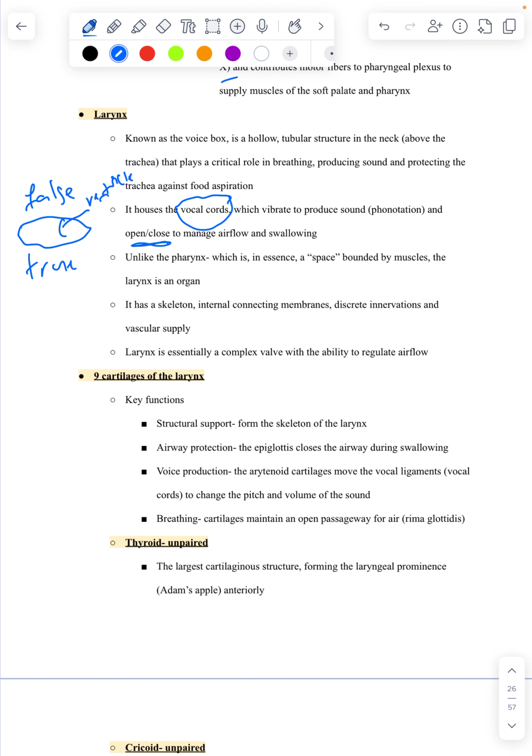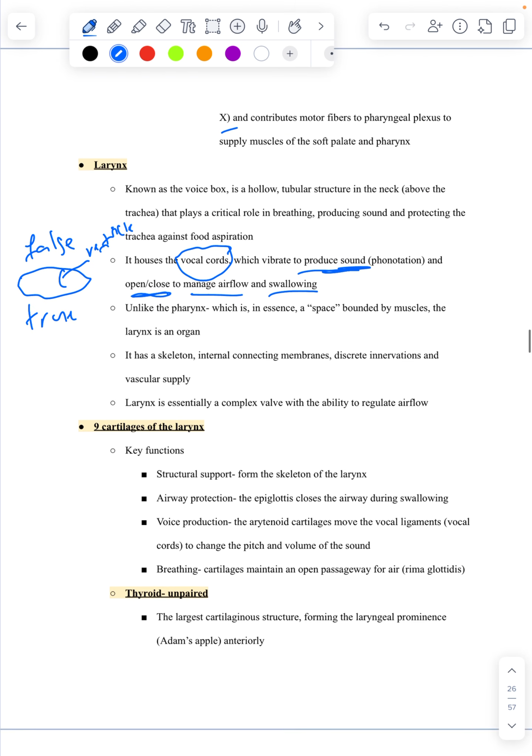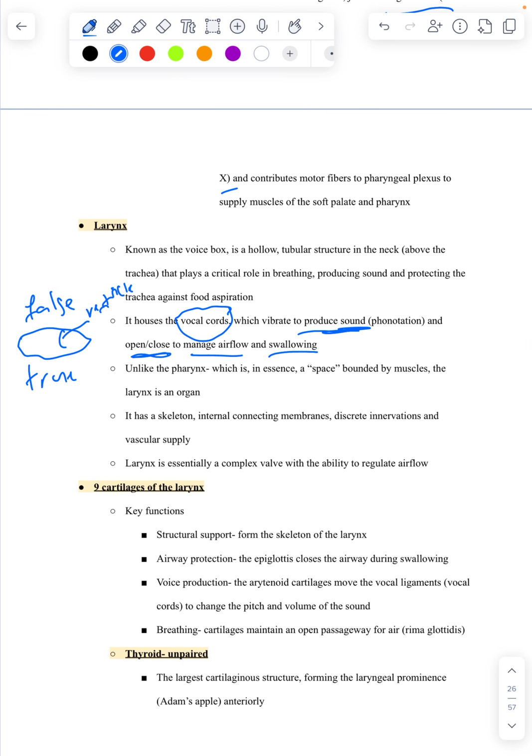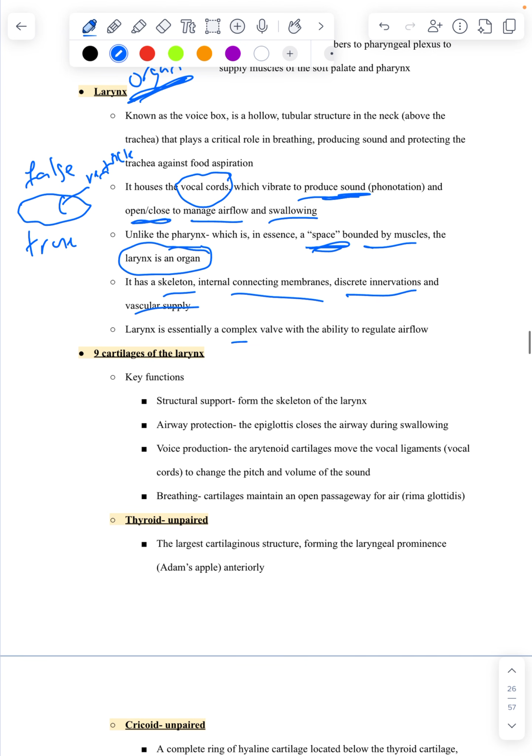Open and close, you want to manage airflow and swallowing. This is to produce sound. So, the key difference between them, and I feel like you could definitely ask this, is the larynx is an organ. The pharynx is just like a space that has muscles around it. The larynx is an actual organ. So it has a skeleton, connecting membranes, discrete innervation, and vascular supply. So it's a complex valve pretty much, and it can regulate airflow. So that's a key difference between larynx and pharynx.